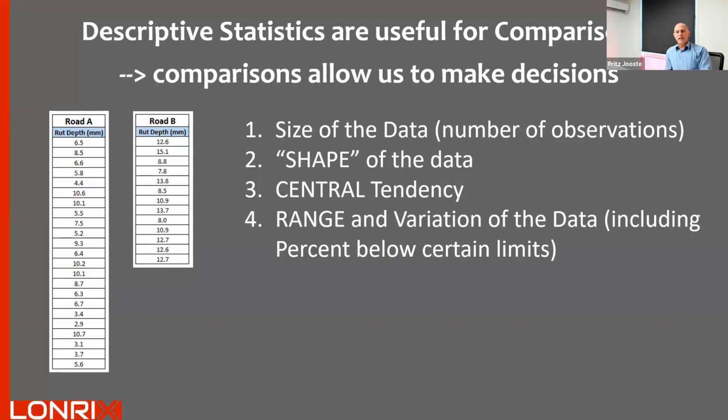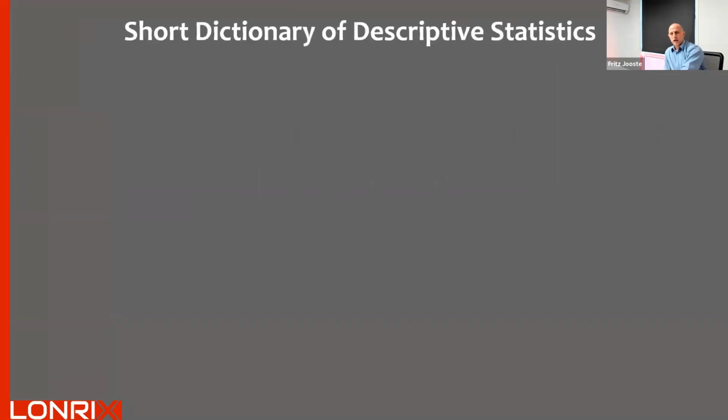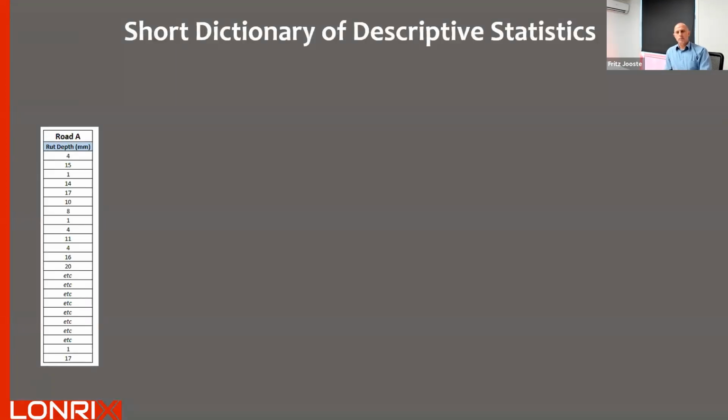And then there's the range and the variation of the data. So in statistics, this is often called the degree of dispersion in the data. And that includes, of course, the well-known percentiles, which give you the value at which a certain percentage is less than that number. Okay, so let's look at that in a bit more detail.